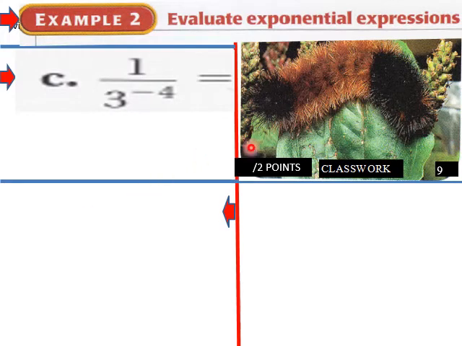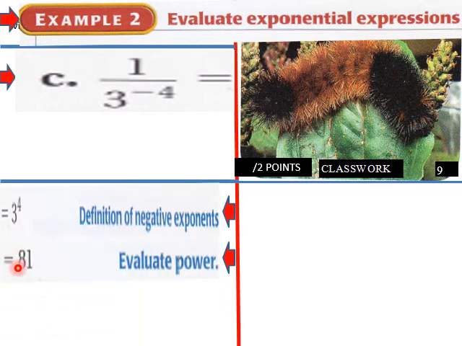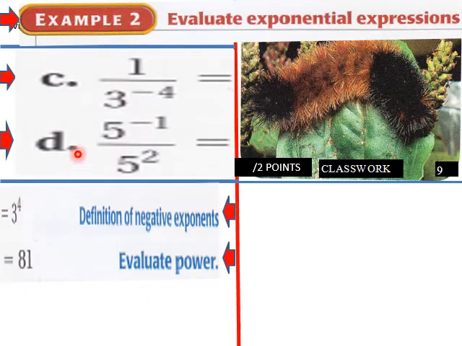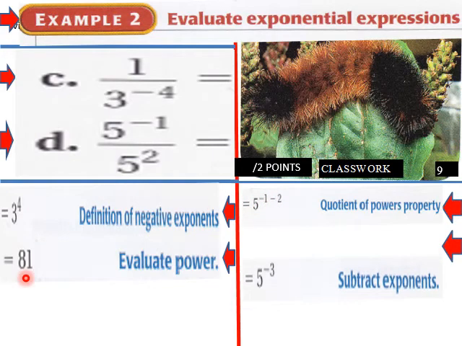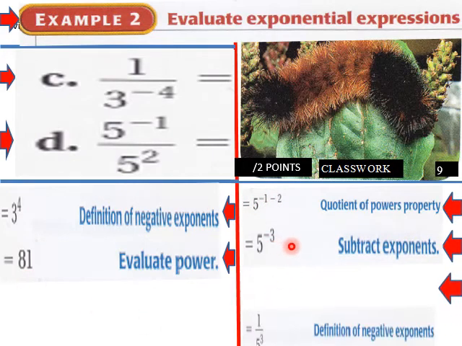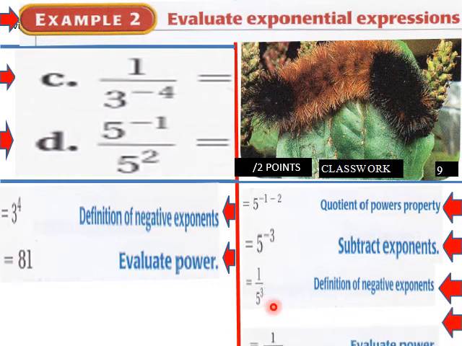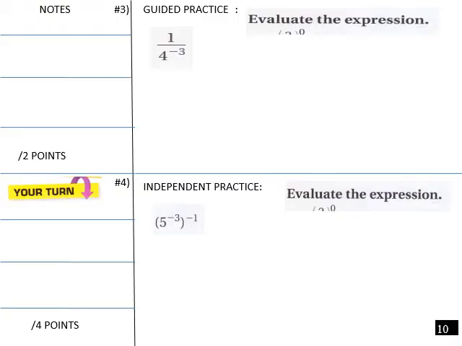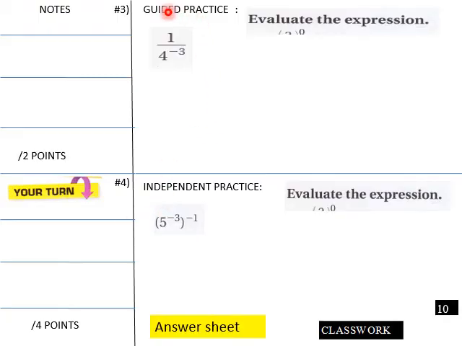Example 2 evaluates exponential expressions. We have c, 1 over 3 to the negative 4 power. So we reciprocate it, so it'll be 3 to the 4th, which is 81. And then we have d, 5 to the 1st power over 5 squared. That'd be 5 to the 1 minus 2 power. Rather, 5 to the negative 1 minus 2 power. That'd be 5 to the negative 3 power, which would be 1 over 5 cubed, which would be 1 over 125.